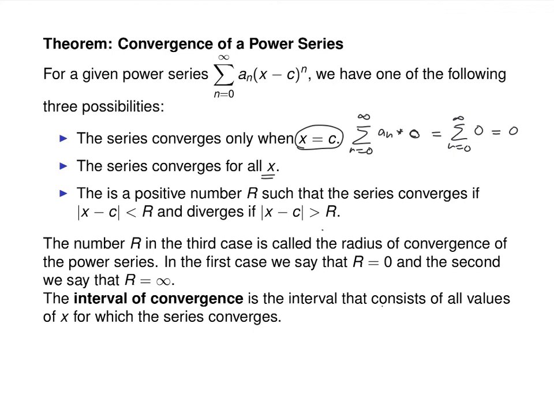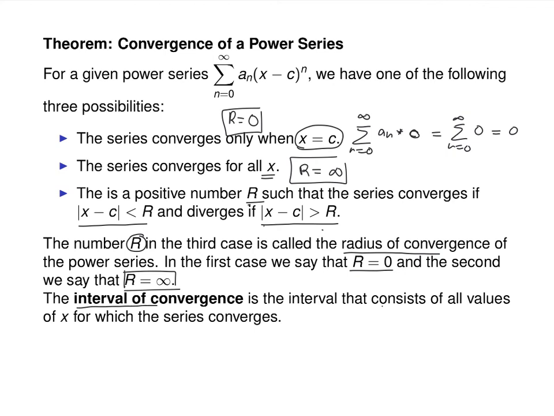Also, the possibility is that the series could converge for all x, or there is a positive number r such that the series converges if the absolute value of x minus c is less than that number, and diverges if it is greater than that number. The number r in this third case is called the radius of convergence. In the first case, you see that the radius of convergence is equal to 0, since you only have one point of convergence. In the second case, since all x's converge, you see the radius is equal to infinity.